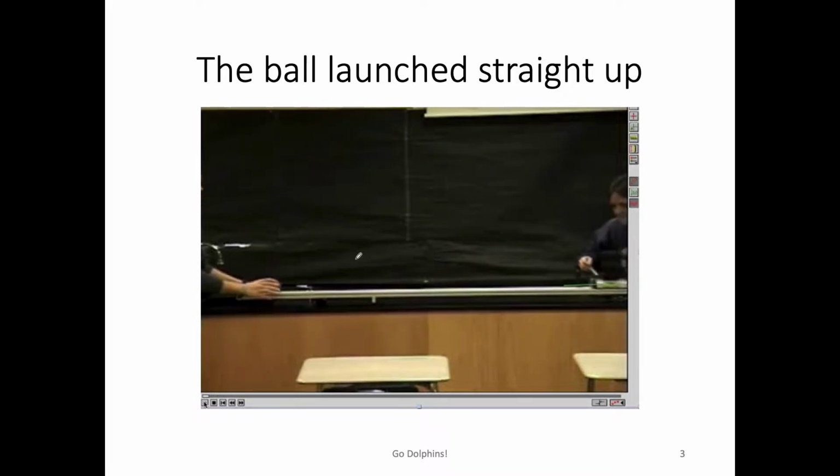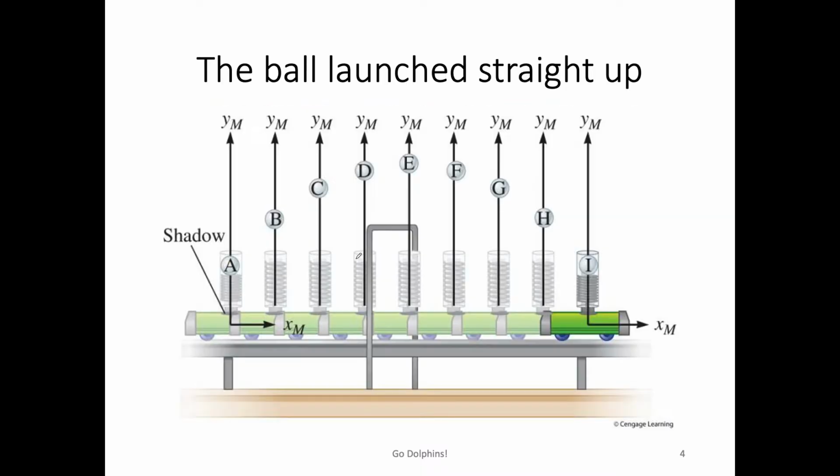Let's have a look at it. So this shows us the independence of motion in the vertical direction and the motion in the horizontal direction. Let's call the horizontal the x direction, and the vertical the y direction.